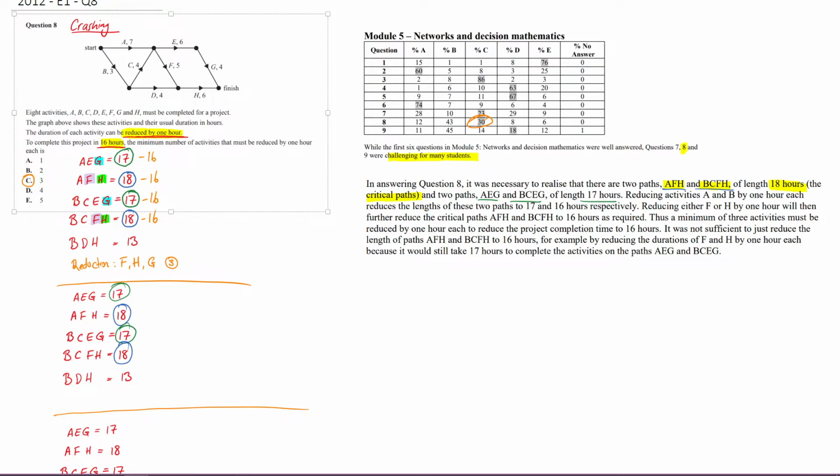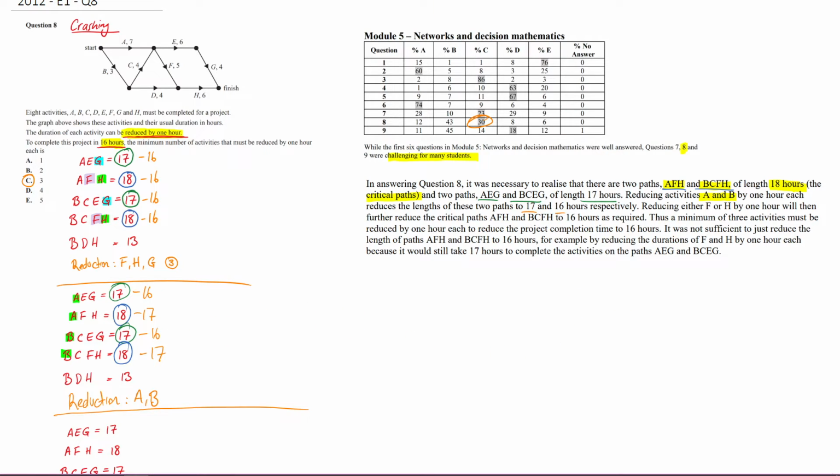What they have now said is to do the following. They have said, reducing activities A and B by 1 hour each reduces the lengths of the 2 paths to 17 and 16 respectively. So what VCAA has done here is said, all right, let's reduce A and let's reduce B. So they've made 2 reductions so far, and that's going to just take everything down by 1. So 18 becomes 17, 17 becomes 16, 18 becomes 17. And notice what they say. So now you've got 17 and 16 hours respectively for these pathways, which is what you can see here.